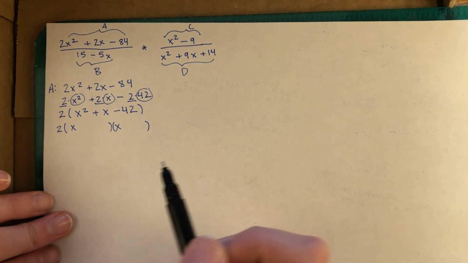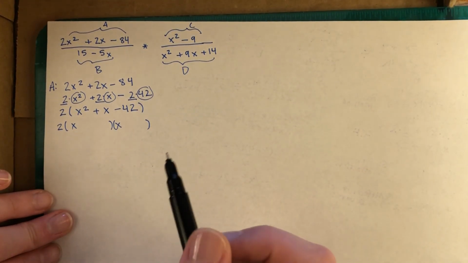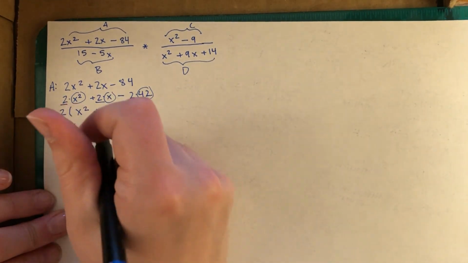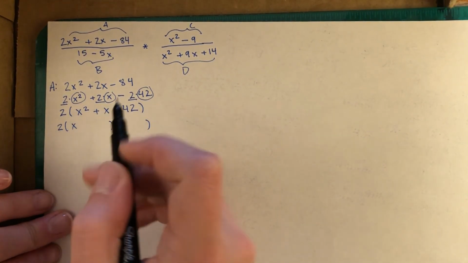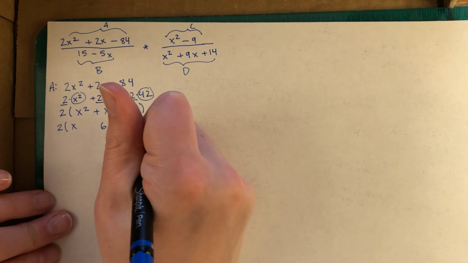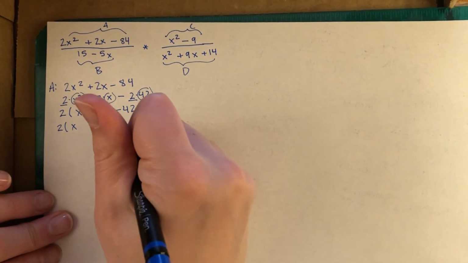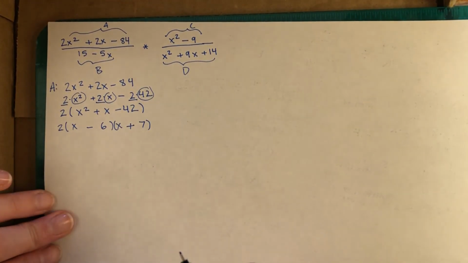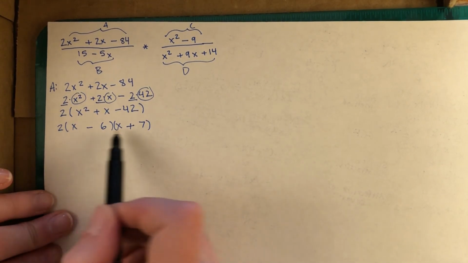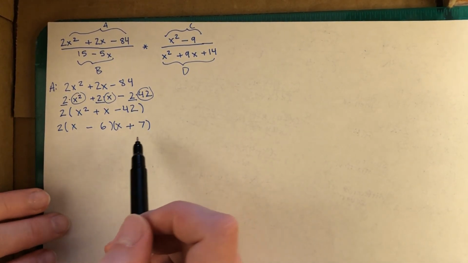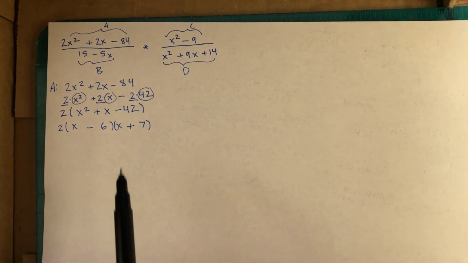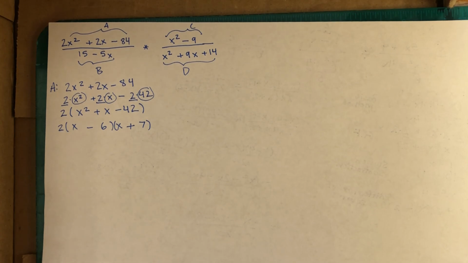Six times 7 is 42. Those are 1 apart, so it is going to be a 6 and a 7. And because I want a positive 1, it's going to be a positive 7 and a minus 6. Now looking at this, I really am done. There's no other steps I can do with this polynomial that I started with for A. Let's check out B.